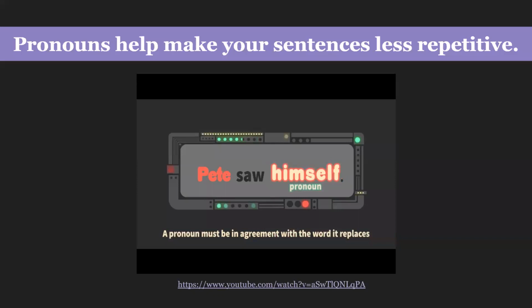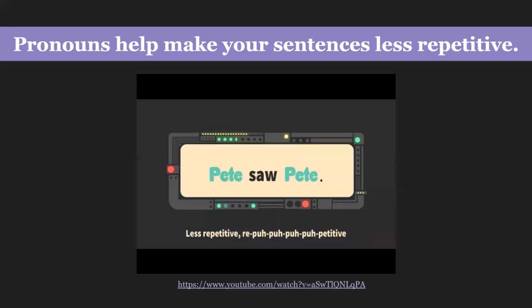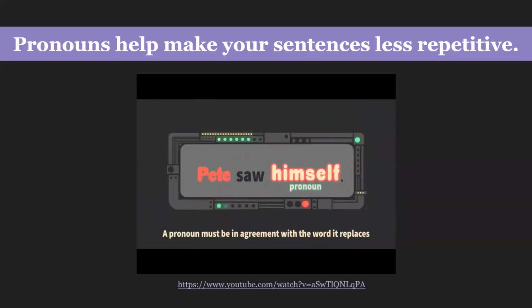A pronoun must be in agreement with the word it replaces, the antecedent. Pronouns are a way to make your sentences less repetitive.